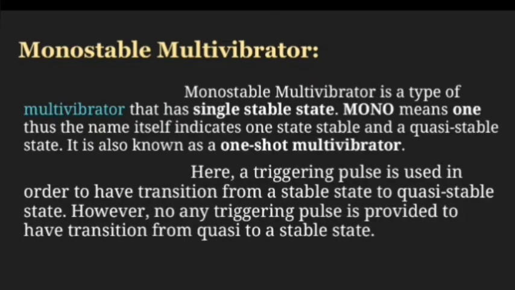Monostable multivibrator. A monostable multivibrator is a type of multivibrator that has a single stable state. Mono means one, thus the name itself indicates one state is stable and the other is quasi-stable. It is also known as a one-shot multivibrator. Here a triggering pulse is used in order to have a transition from the stable state to the quasi-stable state. However, no triggering pulse is provided to have a transition from the quasi-stable to the stable state.